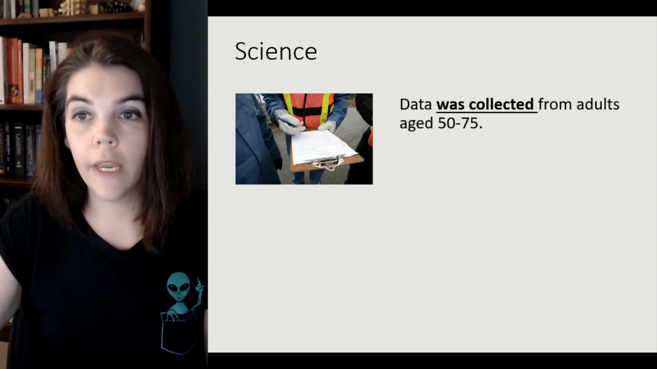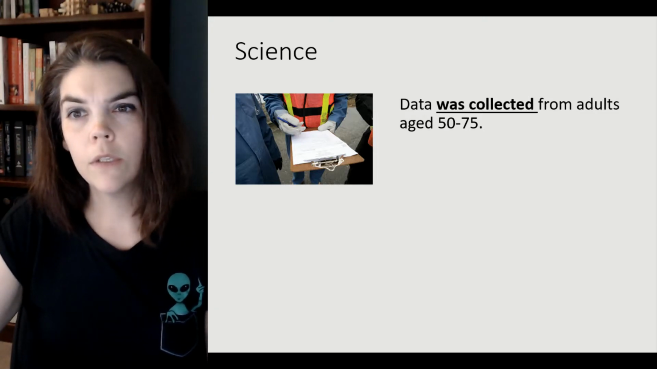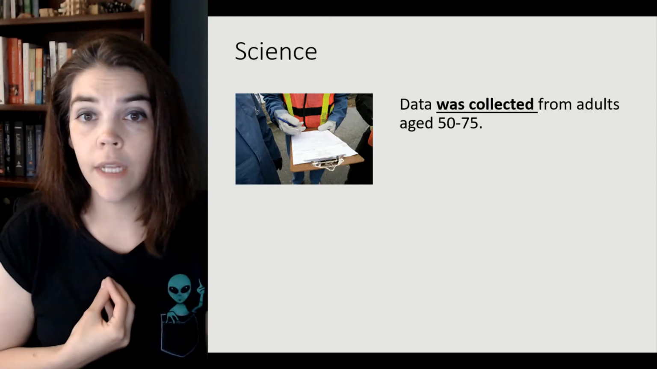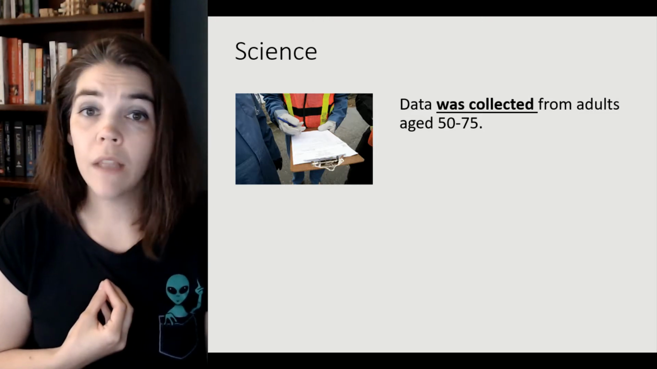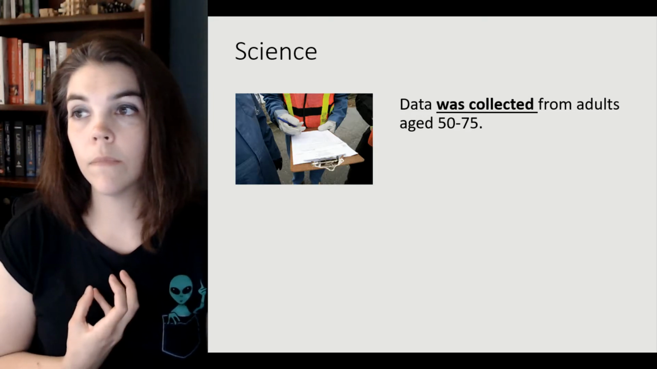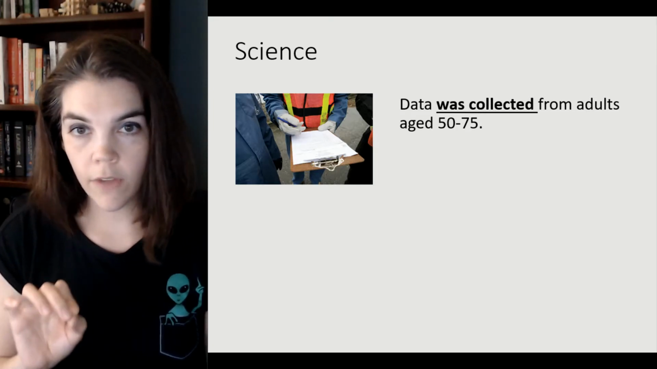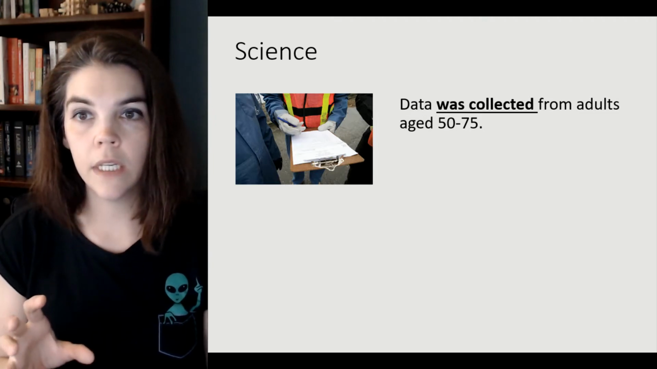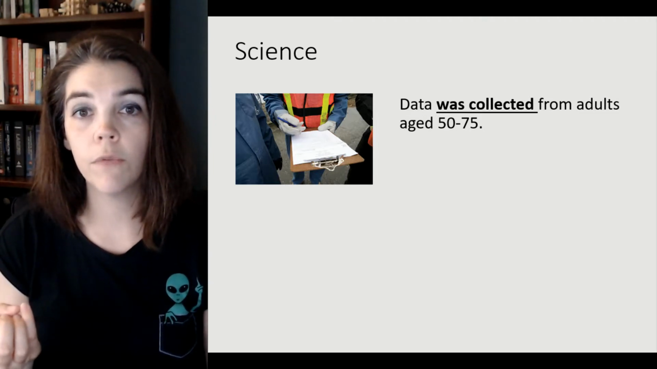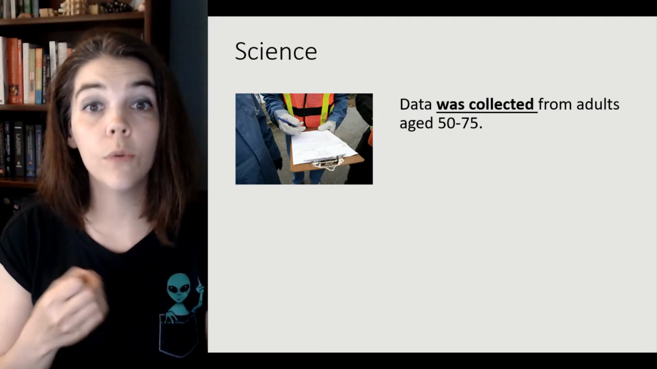Data was collected from adults aged 50 to 75. Do we need to know who collected the data? A lot of times we don't. If you read many scientific papers and you go through that methods section and the findings, you'll see passive voice frequently when it's not important to know who the person is who did the action.